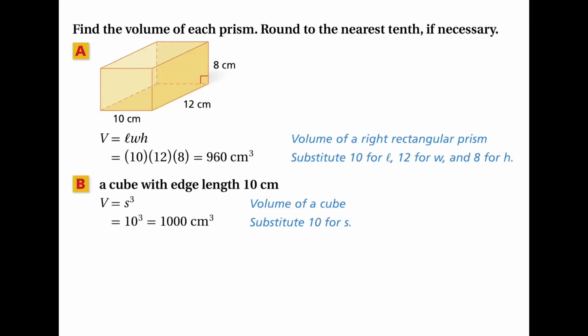So that works for these prisms, like 10 by 12 by 8. You just take length times width times height to figure out the volume. And it's the same thing with a cube. You could call it length, width, and height, but since they're all the same side length, you can just say s cubed instead.